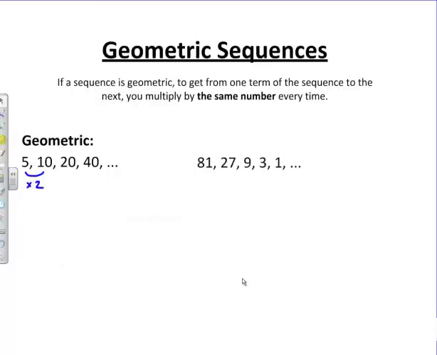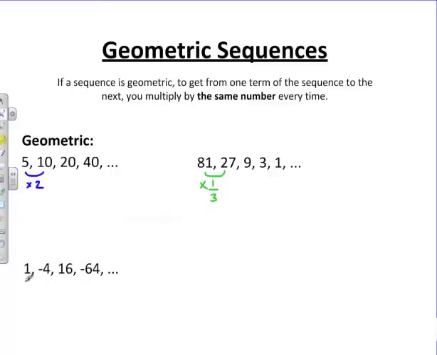This next sequence is geometric, and while your first thought may be that you're dividing by 3, remember that all division can be written as multiplication by a reciprocal. So instead of thinking that we are dividing by 3, we're going to think of it as multiplying by 1/3 instead. And then another kind of geometric sequence.